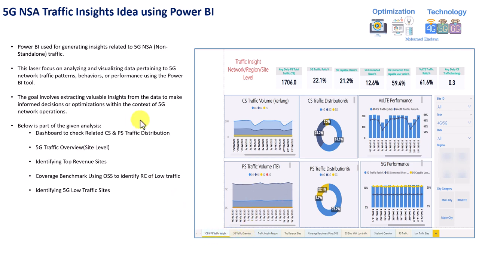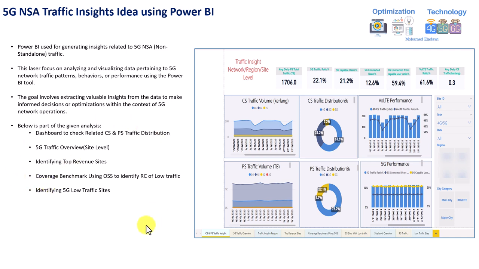For example, here, in general, the goal for building such templates was to extract valuable insights from the data which we have, especially from the OSS, which are more accessible and we have more visibility over, because not all the networks support different tools where you can check or evaluate the coverage and other metrics as well. So this is the main idea: to extract valuable insights and to make decisions and optimization in the context of 5G network operation in general.